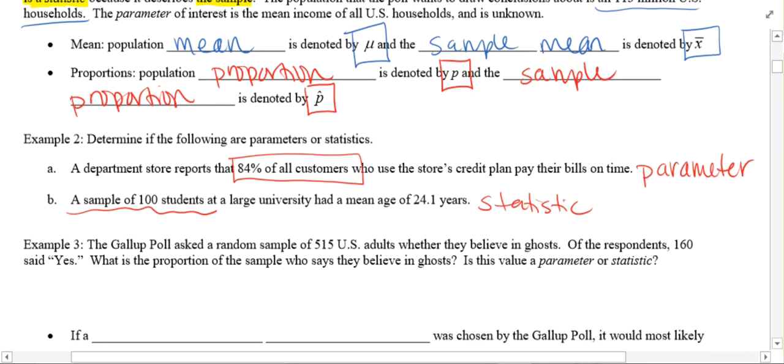Just a side note, in reading what they're giving you: 100 students at a large university had a mean age of 24.1 years. Does that seem old to you for a sample of students at a university? There's another key word in this statement that should help you explain that. Do you see that? What happens at large universities?